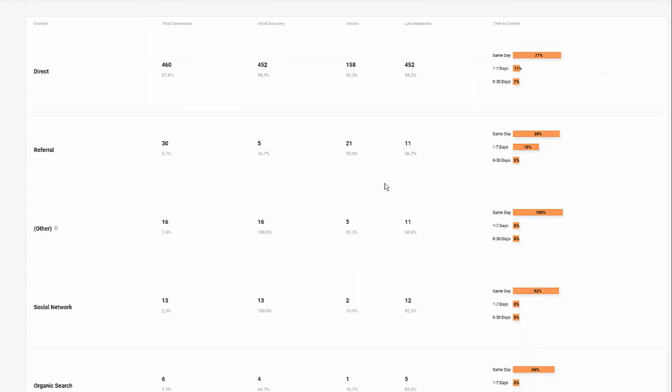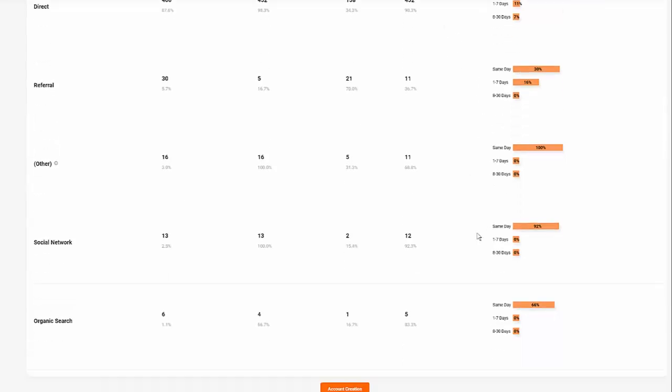Okay. When we look at time to convert metrics, this is super revealing as far as what you want to be focusing on at each stage of your funnel. All right. So if we can see, for instance, that only 66% of users are converting from organic search on the same day, then it stands to reason that it's going to be a longer sales cycle if we focus on organic search, if we focus on SEO.